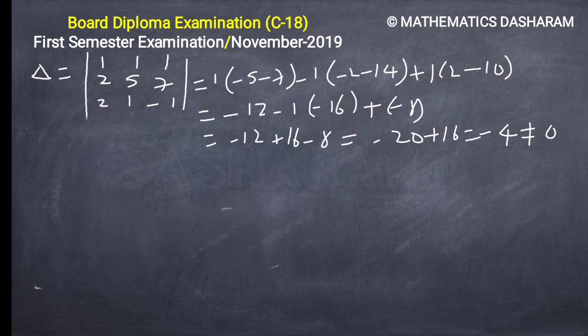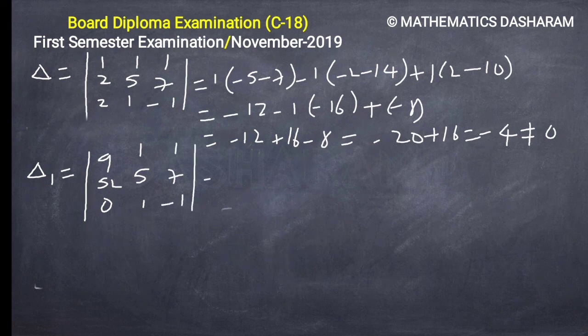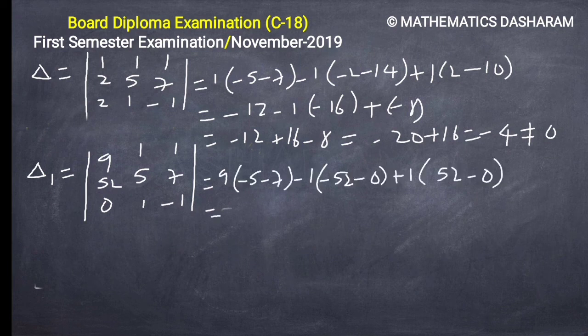So then we can find out the solution. Next one, delta 1. Delta 1 means in the delta matrix, replace the first column with constant numbers. So that is 9, 52, 0, then 1, 5, 1, 1, 7, minus 1. Now find its determinant by expanding the first row elements.